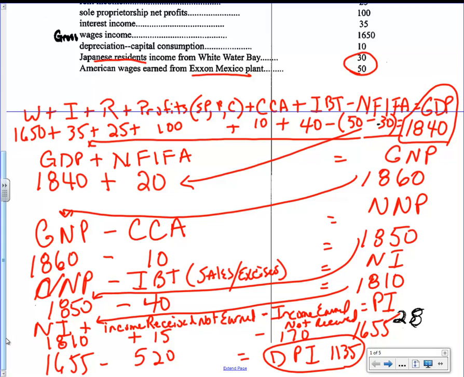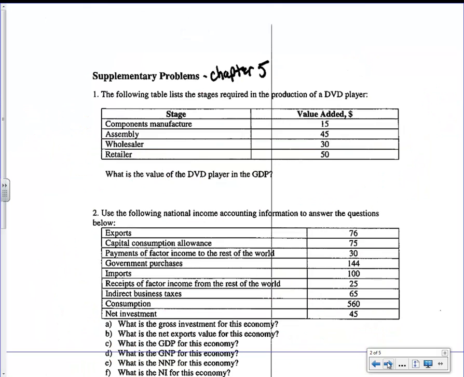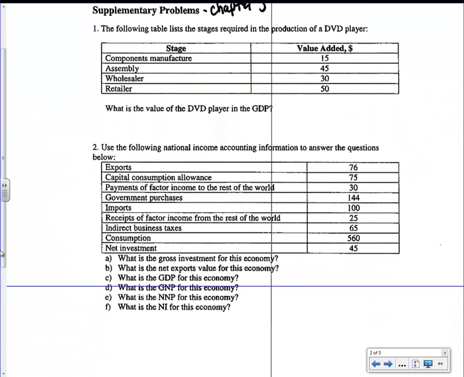All right, let's proceed on into the next page. The first one says, what is the value of this DVD player for gross domestic product? The components, the assembly, the wholesaler, and the retailer are all included, so we have $140 as the value of the player for gross domestic product.